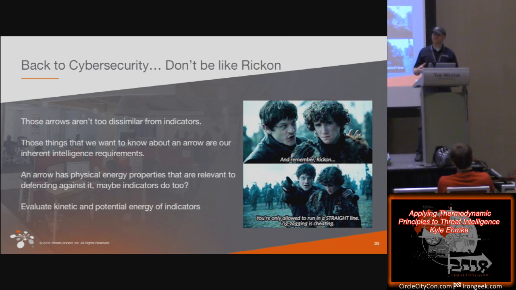So let's bring our arrow comparison back to cybersecurity. Those arrows aren't significantly dissimilar from indicators. In some cases, there are indicators that we aren't going to care about because they weren't shot at House Stark or at any of our fellow houses. Those things that we want to know about arrows relate to our intelligence requirements. Many of those intelligence requirements manifest in the physical energy properties. Was the arrow shot? How fast is it, and where is it traveling? Is the bow drawn? So maybe indicators in the cybersecurity world have relatable energies that we can measure and evaluate to better understand them.